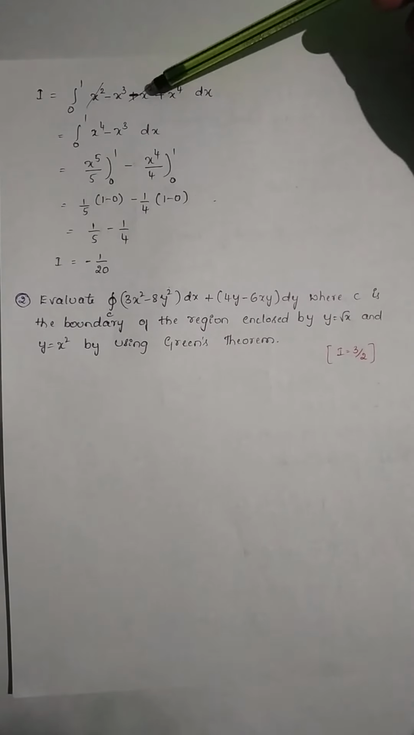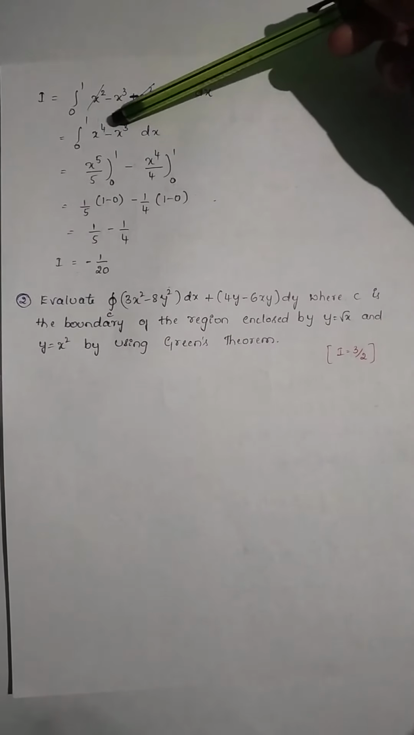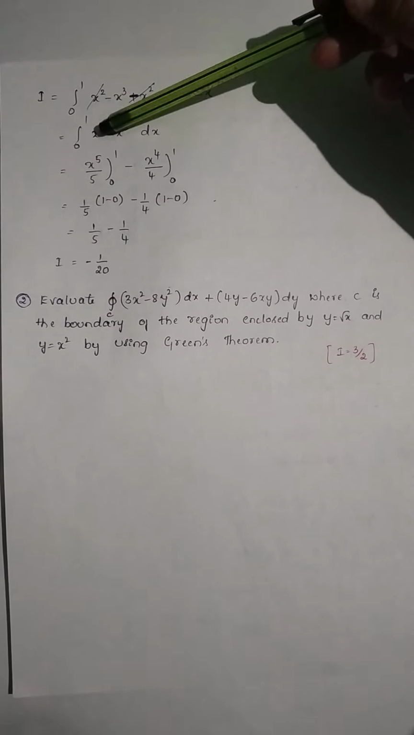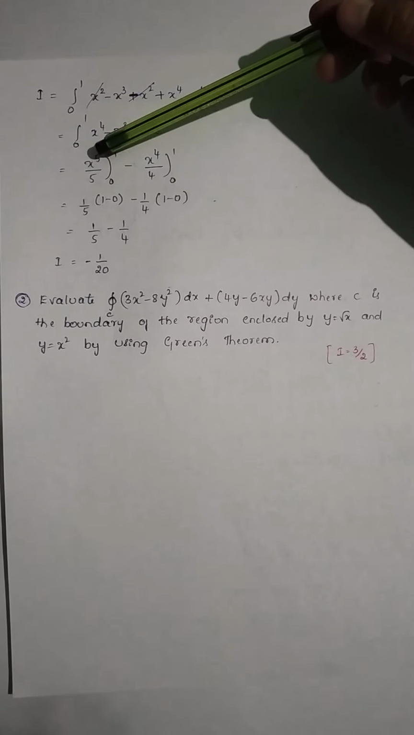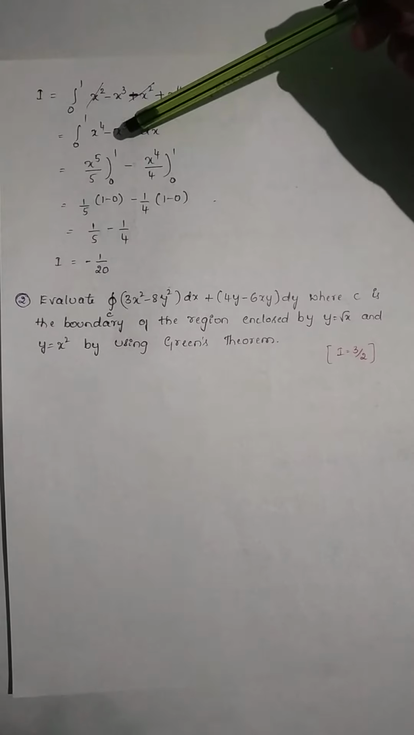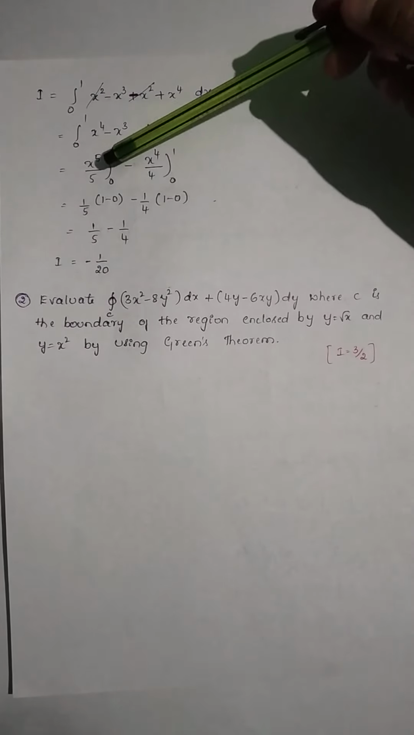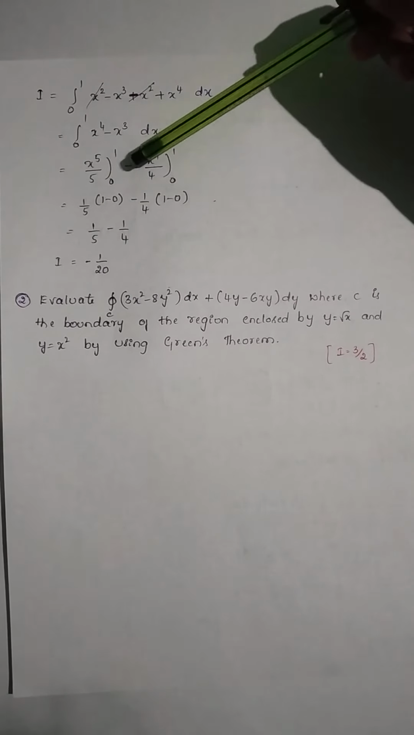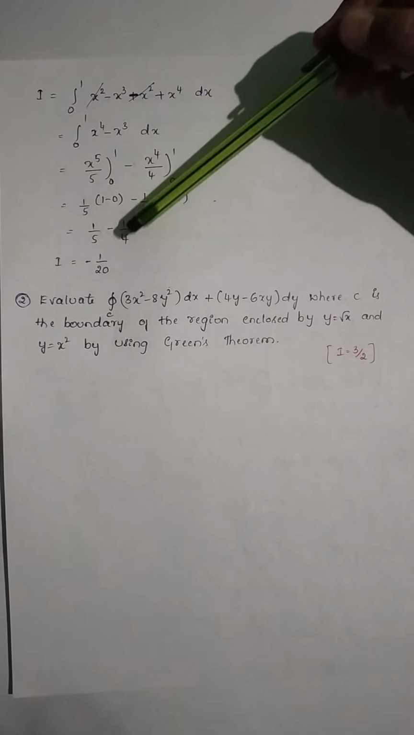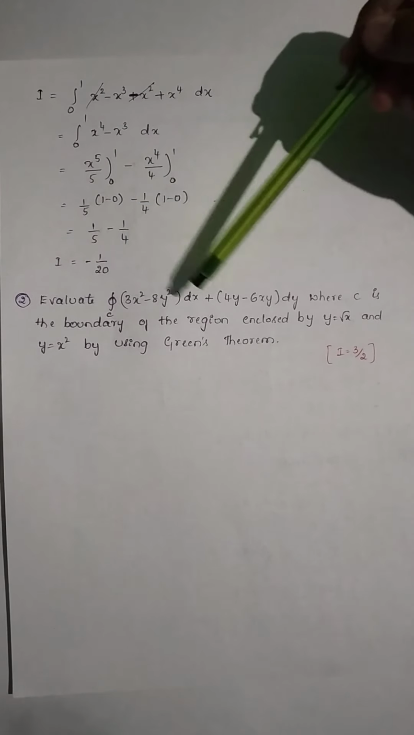On cancelling x², x⁴ − x³ will be there. This you have to integrate with respect to x. The integration of x⁴ is x⁵/5, and the integration of x³ is x⁴/4. You need to apply the limit from 0 to 1 in both the terms. On simplification you will get I as −1/20. This you try.